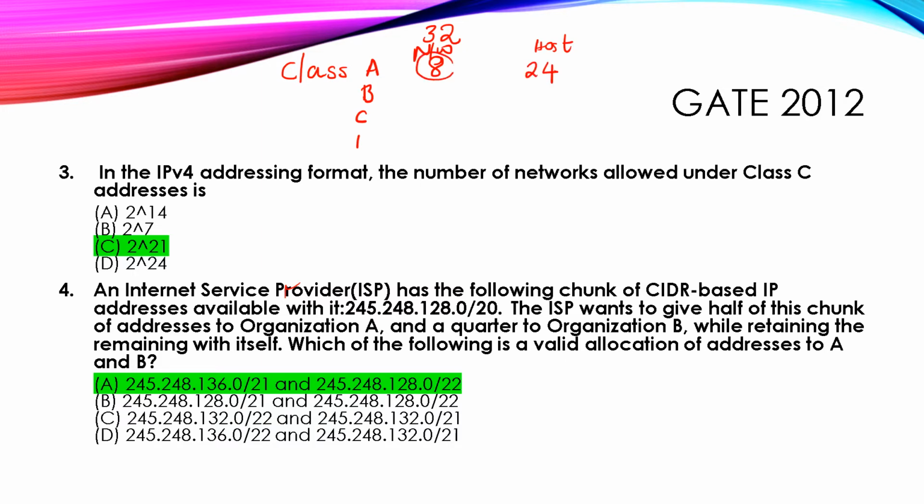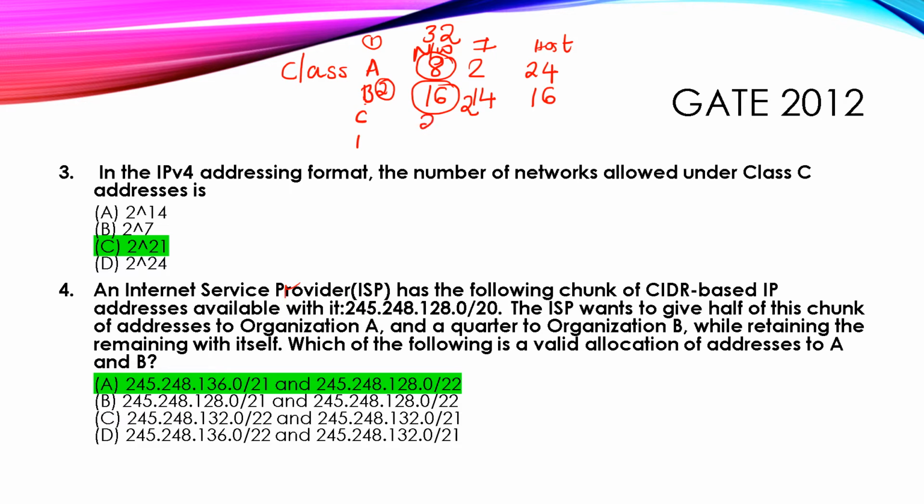And out of this 8, 1 bit will be used to identify class A. So the remaining 7 bits are there, so that 2 raised to 7 networks are possible. In class B, 16 bits are used for network ID and 16 for host. Out of this 16, 2 will be used to identify class B, and the remaining 14 will be used for the network part, so that 2 raised to 14 networks are possible.